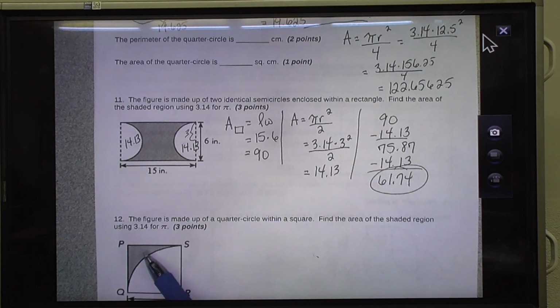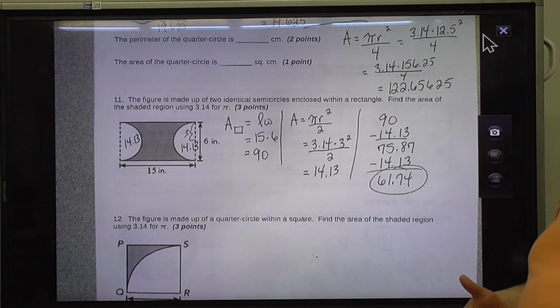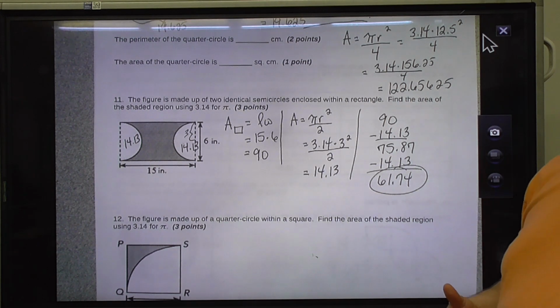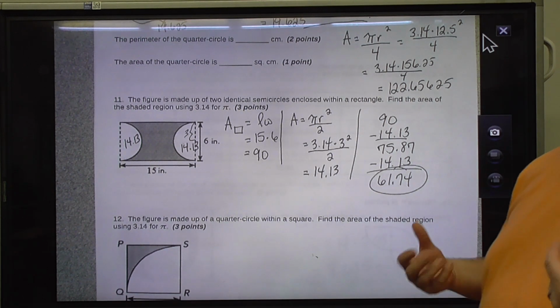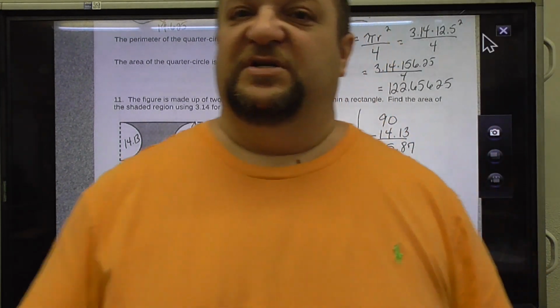Just the shaded part. So if you find the area of the whole square, would it also include this piece right here? Yes. So if you find the area of the whole square, but then you take out the quarter circle, is that going to leave you with just the shaded part? Go ahead and do that. So find the area of the whole square, all of it, including the part that's not shaded. Then find the area of the quarter circle and subtract that. Take that part out, and that leaves you with just the shaded section.